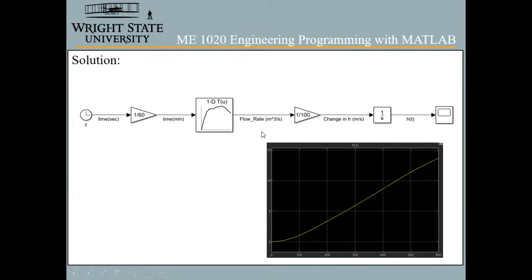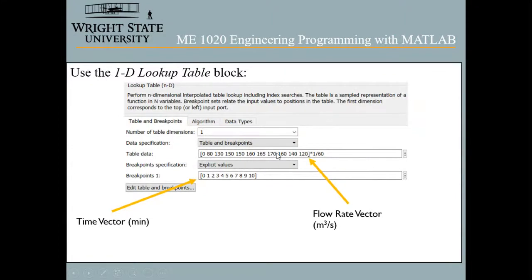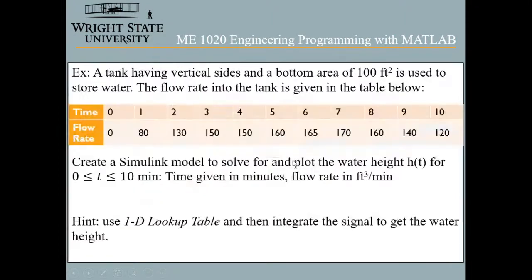Basically, what I'll do is a conversion. I know the flow rate as a volumetric flow rate in feet cubed per minute. I change that to feet cubed per second by changing this table data here. And then I will divide by the area, 100 feet squared, in order to get the vertical change in the tank. I'm assuming that this is a rectangular prism of a sort, right?